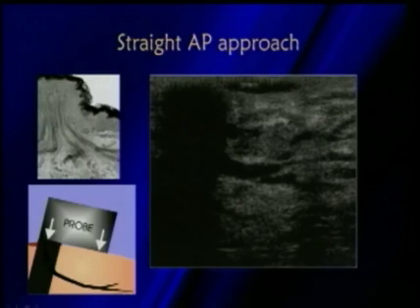So this is scanning a straight anterior-posterior approach. This is a patient that presented with abnormal nipple discharge. You can see that there is some ductal ectasia here, but we just get intense shadowing behind the nipple when we do scan in a straight anterior-posterior approach.